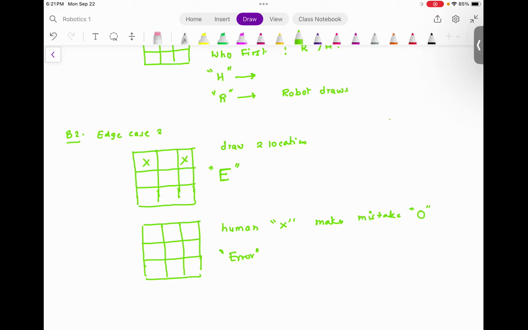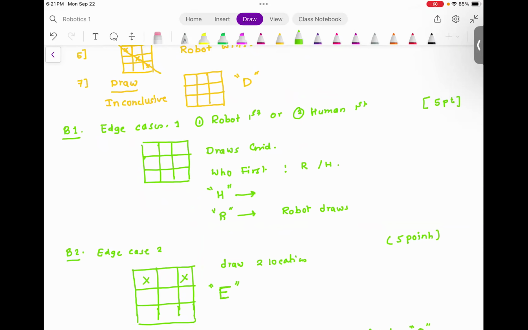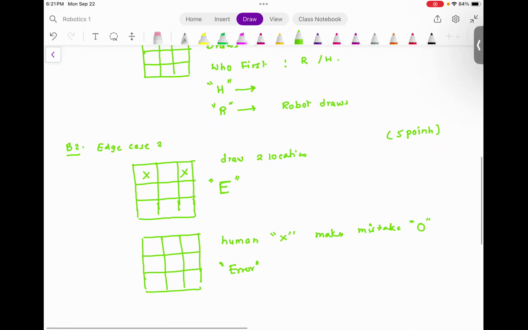This part is again 5 points. Everyone understood? The first edge case is you have an option for the robot to go first or for the human to go first. The second edge case is you handle errors. So human makes a mistake.